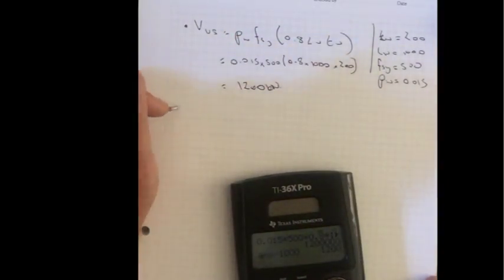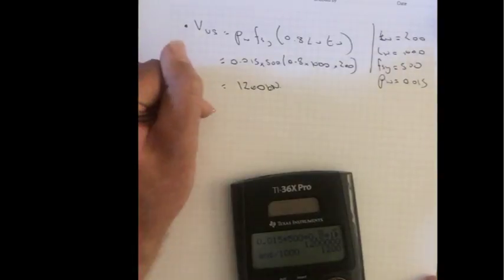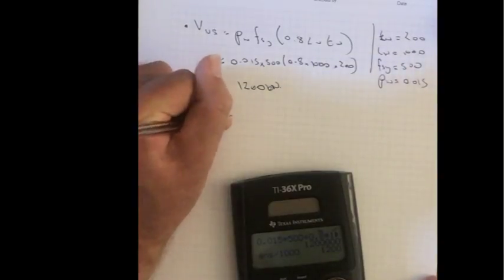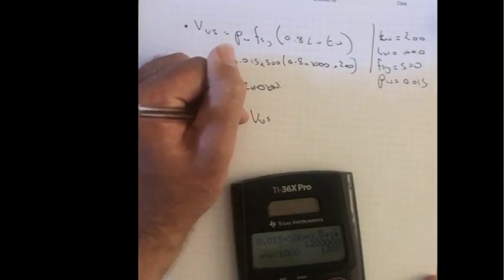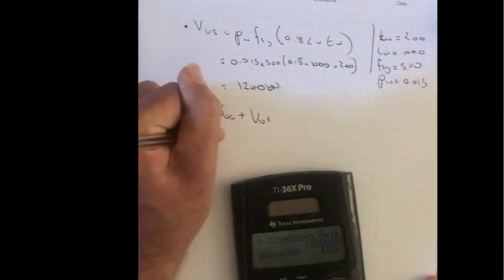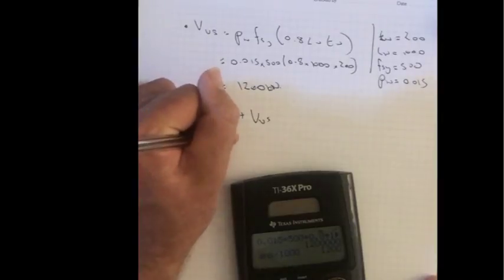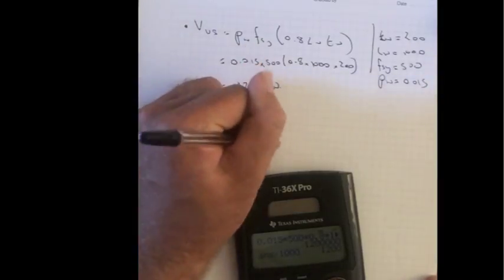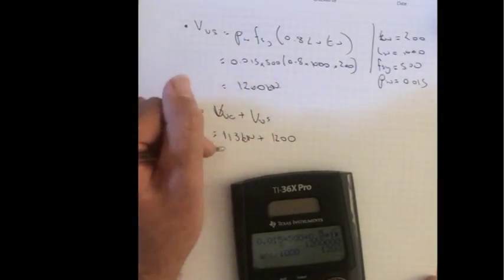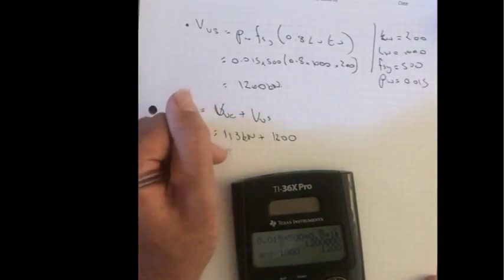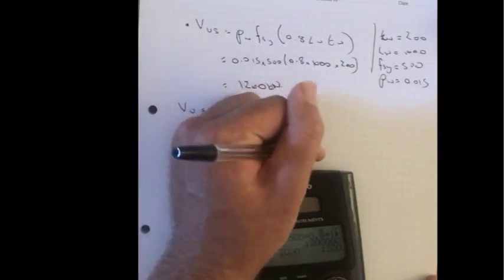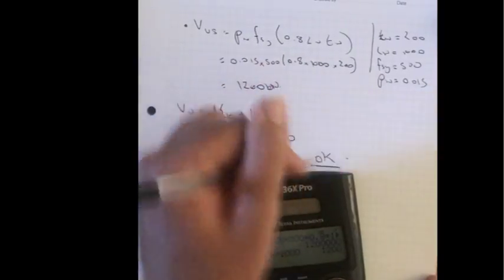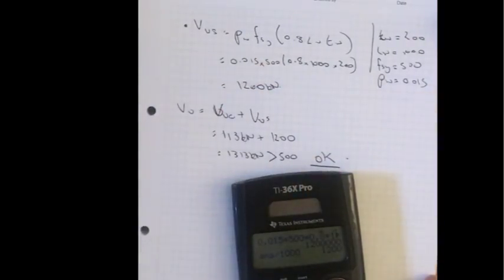So, as we said before, Vu equals Vuc plus Vus, and in our case that is 113 kilonewtons plus 1200. So we're getting quite a lot of help from the steel. What we end up with is 1313 kilonewtons, greater than the original 500. So therefore, we're good to go and we're okay.